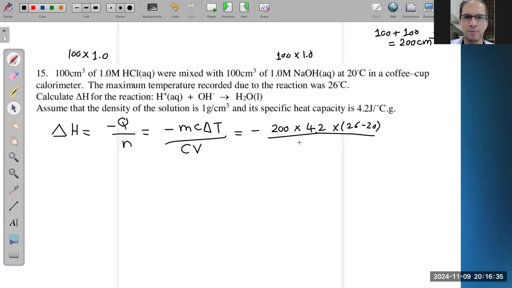The number of moles is the concentration of the solution, 1, multiplied by the volume, which is 100 divided by 1000. When you do this, you get minus 50,400 joules per mole. And if you change it into kilojoules, minus 50 kilojoules per mole, and don't forget the negative sign for sure.